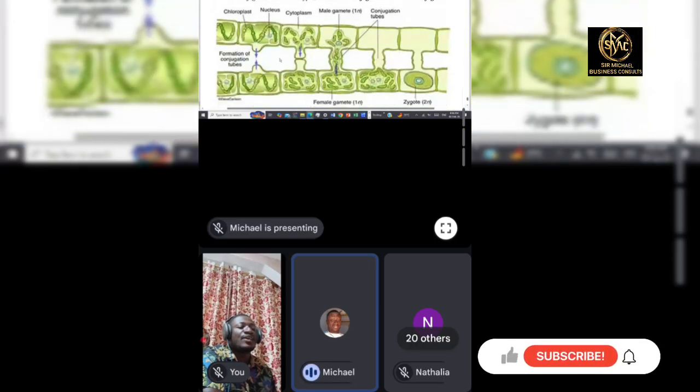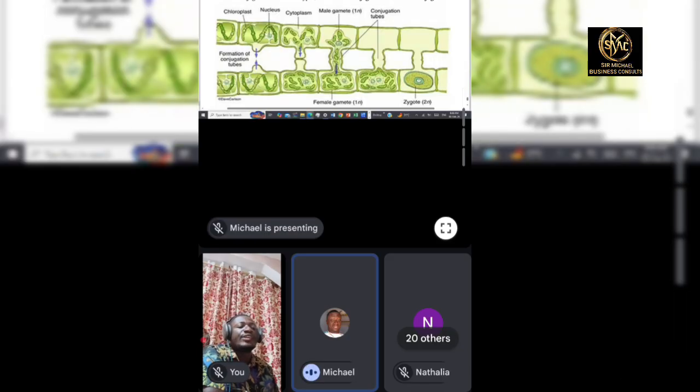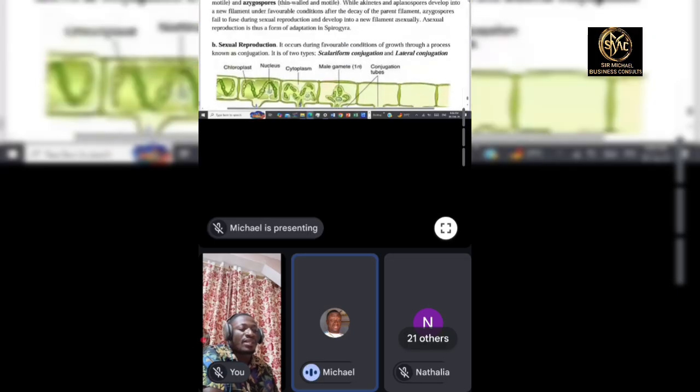So let's assume this is the Spirogyra. This is one Spirogyra strand. The whole of this is a strand. This is one cell, this is another cell. So let's assume this is a Euglena. They will lie side by side and they will exchange their nuclear material. So if this is to be the Euglena, one will not divide.